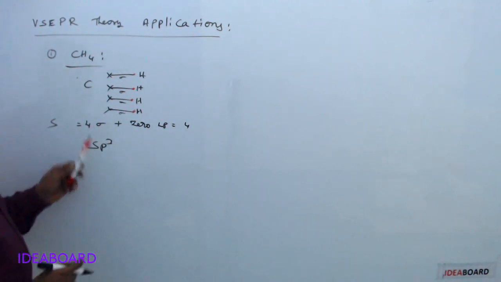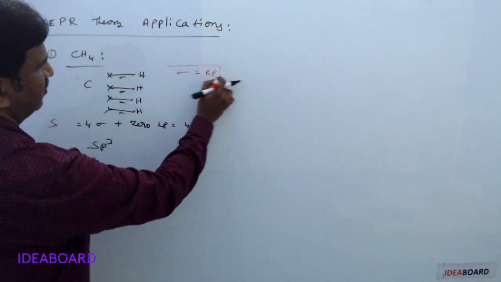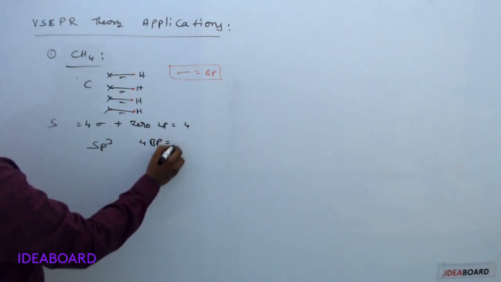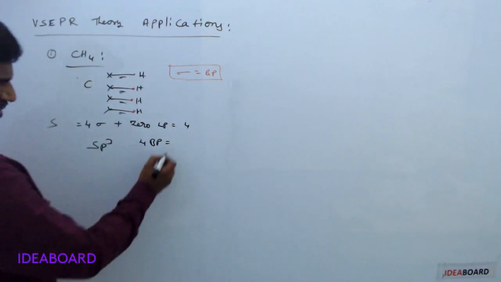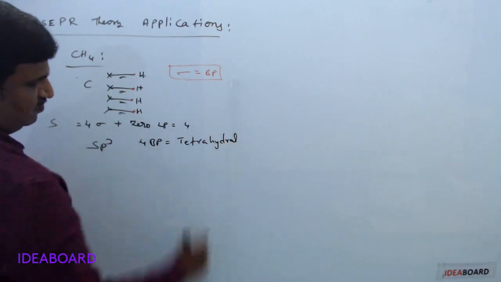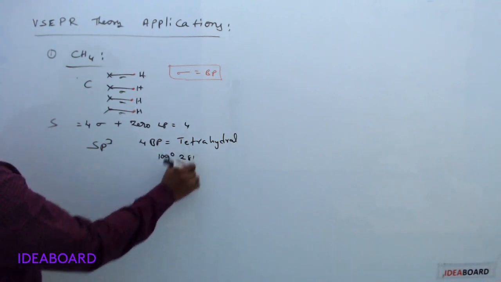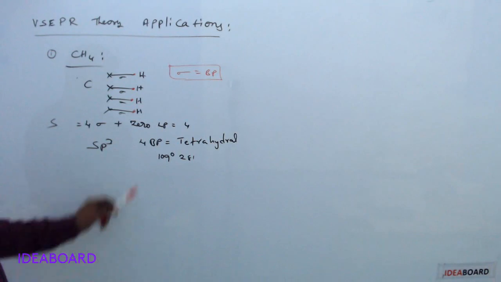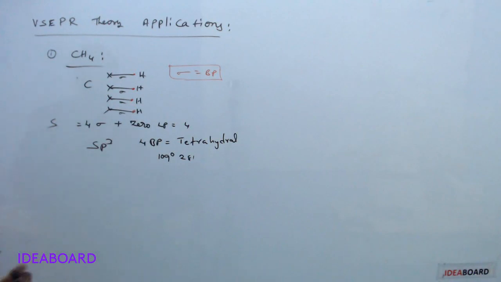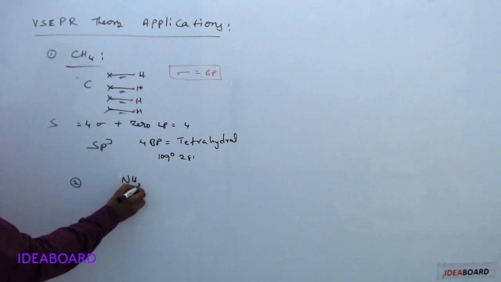Here the number of sigma bonds is equal to the number of bond pairs. So 4 bond pairs and 0 lone pairs means, according to VSEPR theory, the shape is tetrahedral, and the bond angle is 109 degrees 28 minutes. How we get this, you can go through the table which we gave. Second example we are going for is the NH3 molecule.